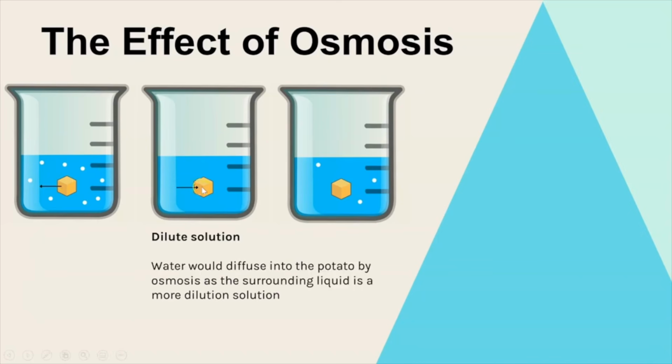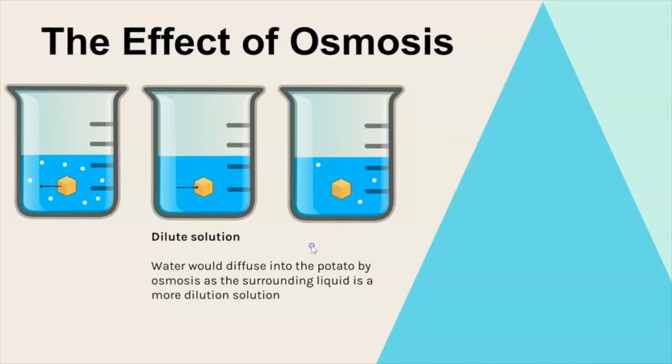The next one that we have is a dilute solution. And this time that would mean that if we had a really dilute solution, for example, if it was just pure water with nothing else dissolved in it, then the water would move into the potato because inside of the potato there would be a more concentrated solution. So in that instance, the potato would actually gain mass because water is entering.